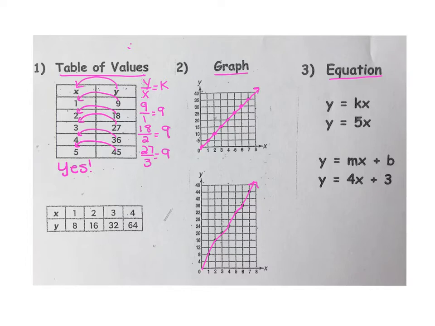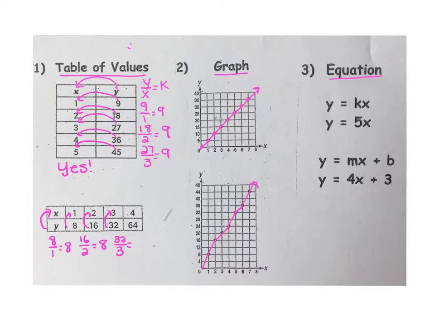Take a look at table number 2. We do have to compare and check all these ordered pairs. And remember, we're going to put y over x to produce our K rate. Let's get a ratio for each of these. 8 over 1, which of course is 8. 16 over 2, which is 8. 32 over 3. Well, let's divide.